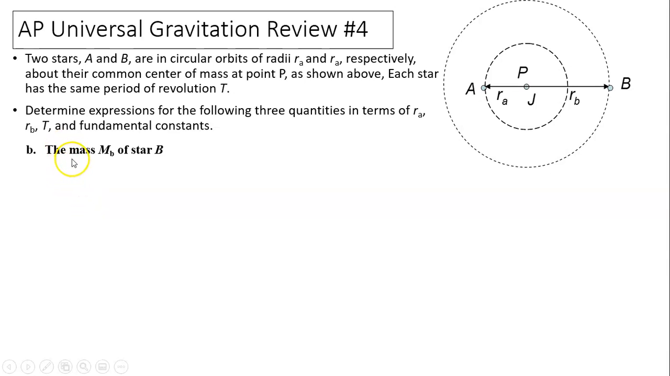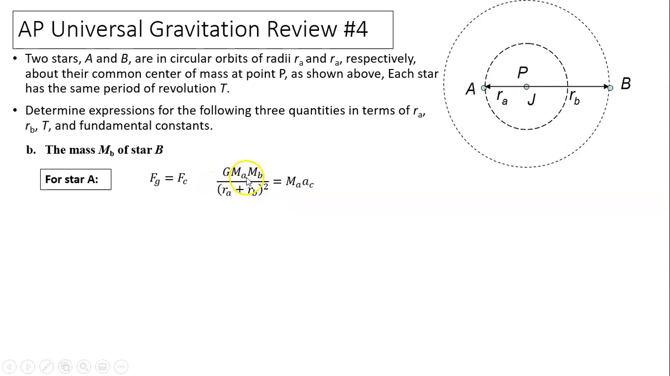Next one, determine the mass MB of star B. To determine the mass, we have to consider the equations that have mass. So in this case, what do we use? What equations can we use to have mass? We go back to the force. Net force equals mass times centripetal acceleration. So net force is centripetal force. In this case, the net force is gravity. So gravity, Fg equals Fc.